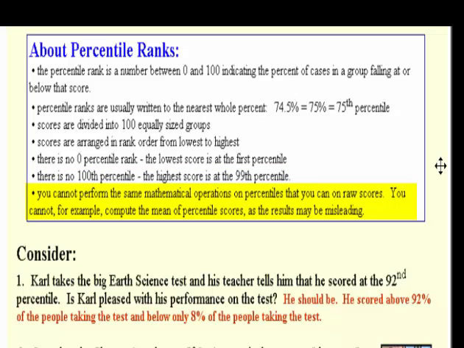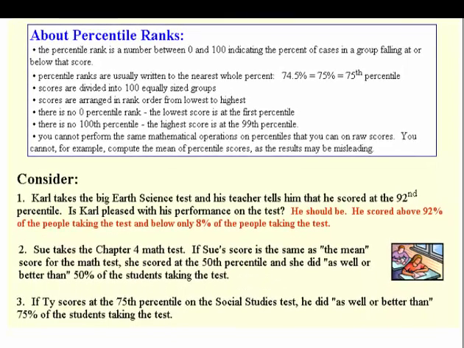You cannot perform the same mathematical operations on percentiles that you can with raw scores. You cannot, for example, compute the mean of percentile scores because that could be misleading. So here's a couple examples just to explain how it's used.